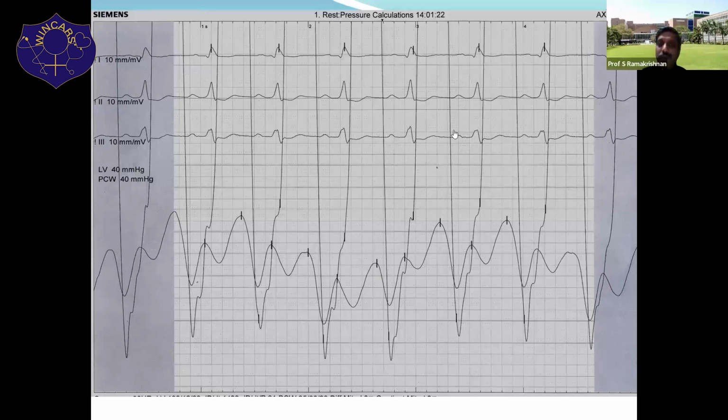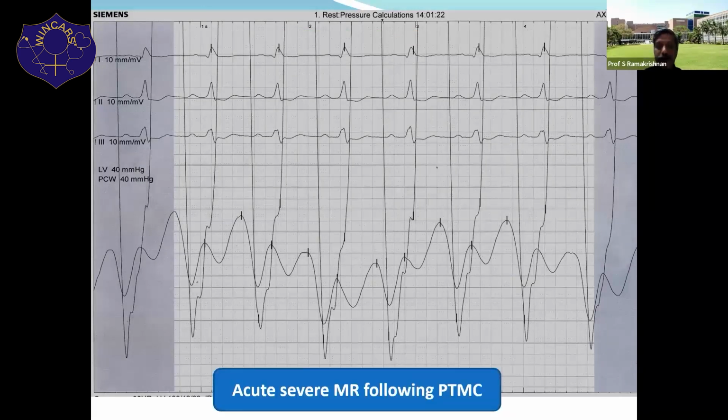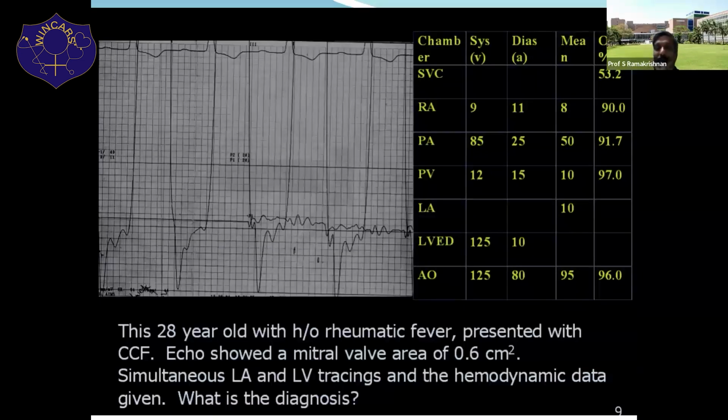So it's very simple. Keep life very simple. These are very simple traces. There is nothing in this. But when you're shown in the exam, you just falter. So just make life very simple. So what does this trace show? The mitral area on echo is 0.6 centimeter square. Why is there no gradient between LVED and wedge trace? LV and simultaneous LA tracings have been shown.